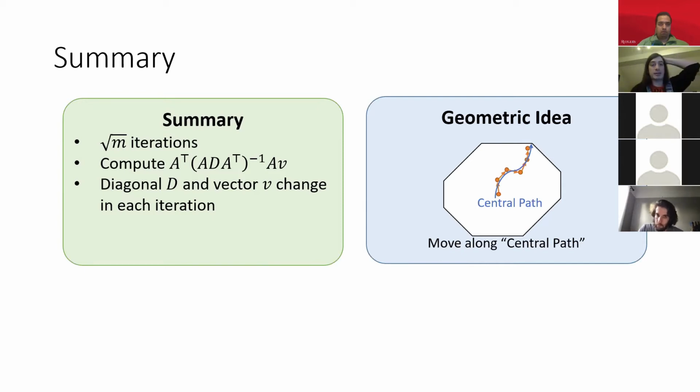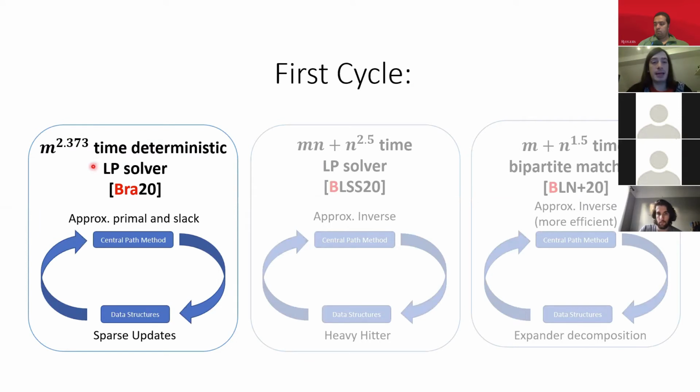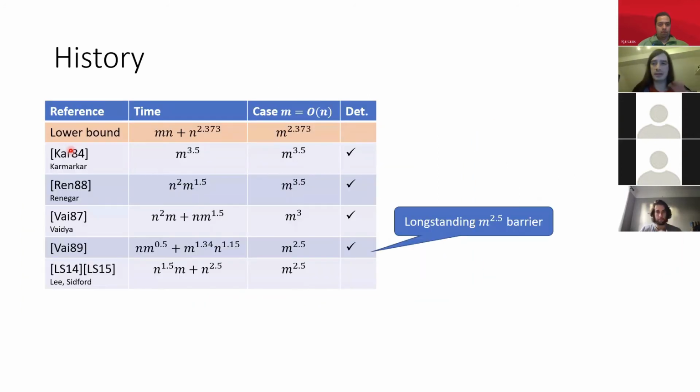All right, so then the first result, some m to the 2.373 deterministic LP solver. How can we get this? Let's briefly look at some history of this problem. There exist a bunch of upper bounds for solving linear programs. The complexities are complicated because of the different dimensions that we have. For simplicity, let's assume that the two dimensions are roughly the same. Then the complexity simplifies to these terms. And we see that already at the end of the 80s, we got stuck at m to the 2.5 as an upper bound barrier.